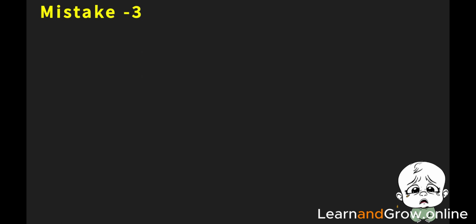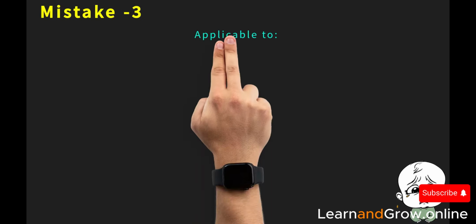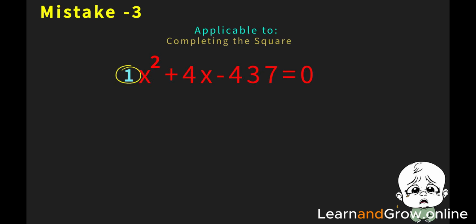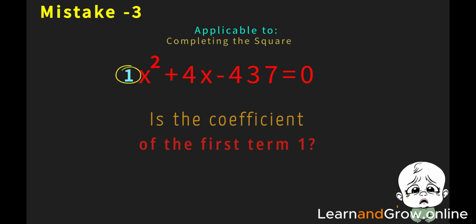Mistake number 3. This applies when you're using the completing the square method. Always make sure the coefficient of x squared is 1. If it isn't, divide every term of the equation by the coefficient of x squared before moving forward.